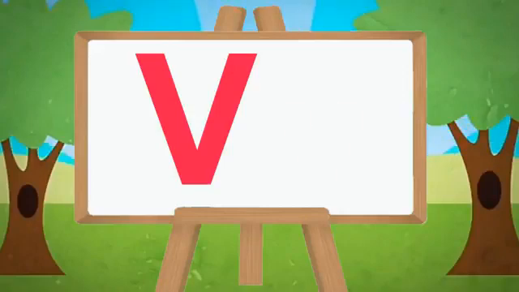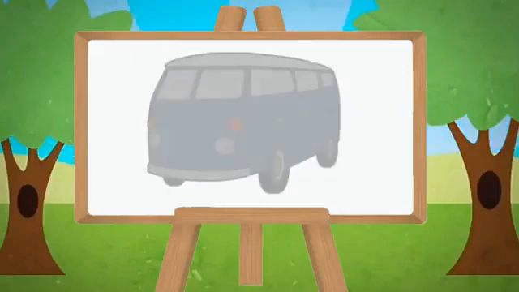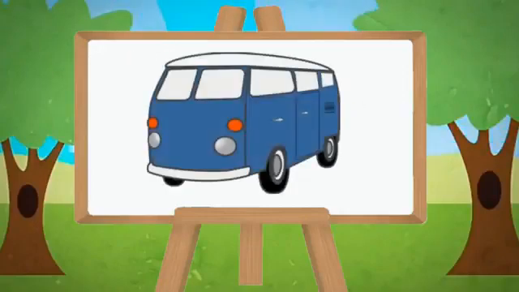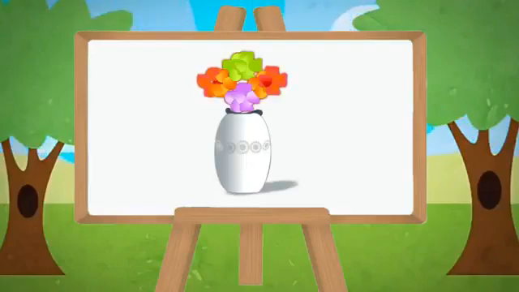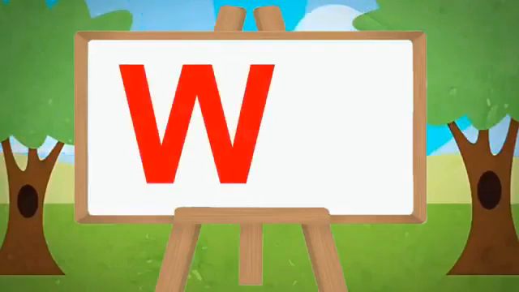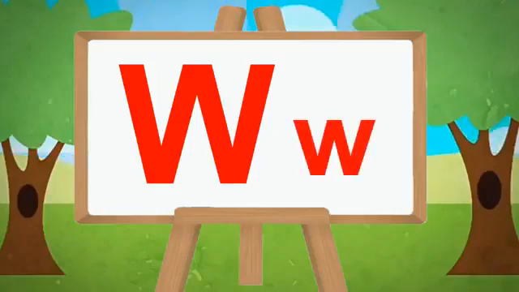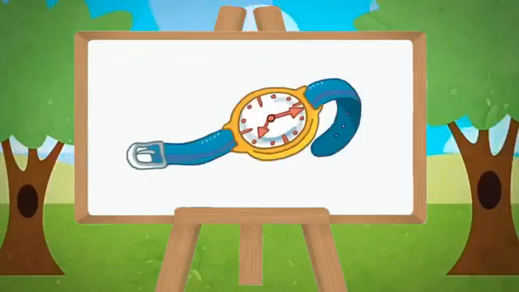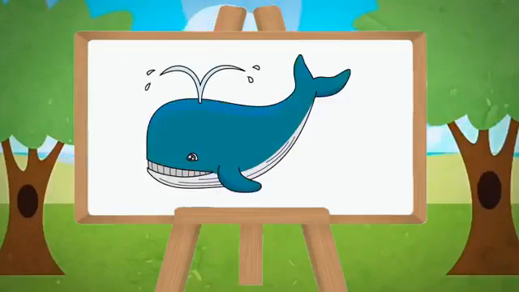Capital V, small v. V for van, V for vase. Capital W, small w. W for watch, W for whale.